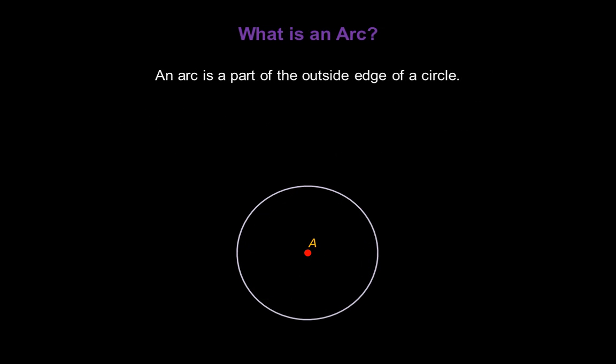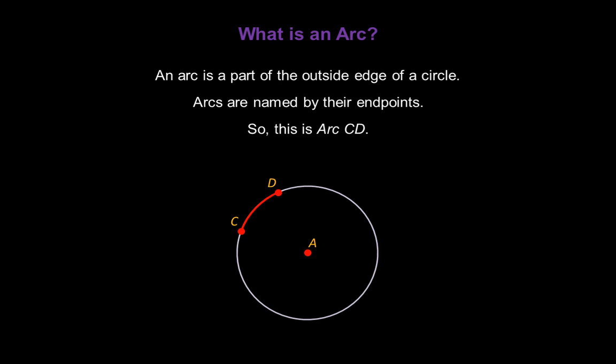What is an arc? An arc is a part of the outside edge of a circle. Arcs are named by their endpoints. So this is arc CD. And this would be arc GH.